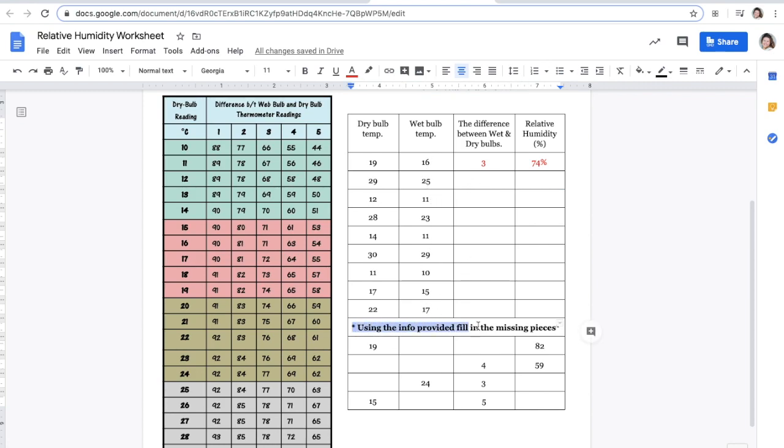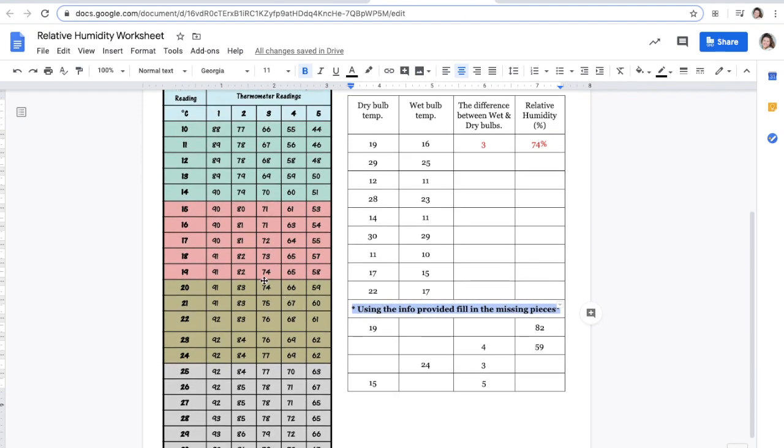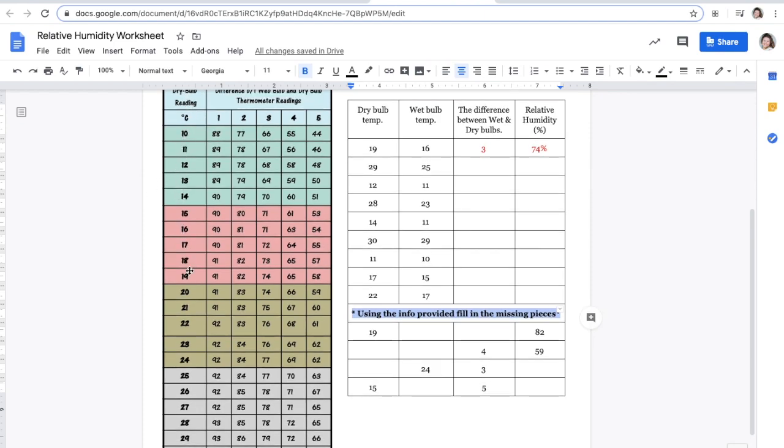Now, once you hit this stage of the chart, it gets a little bit trickier. So to do this, you got to think backwards. If I know I have a dry bulb temperature of 19, I'm going to find the temperature reading 19 for dry bulb. And I know that the percent humidity is 82%. So if I know that this is my percent humidity, if I go up, what is the difference between the wet bulb and the dry bulb? Well, that would be 2 because I'm in the second column. So I know I have a difference of 2.